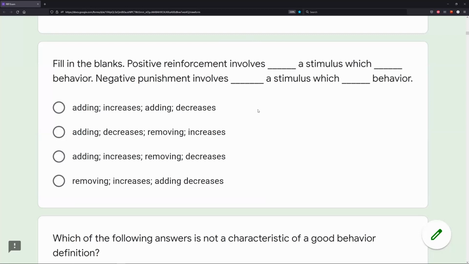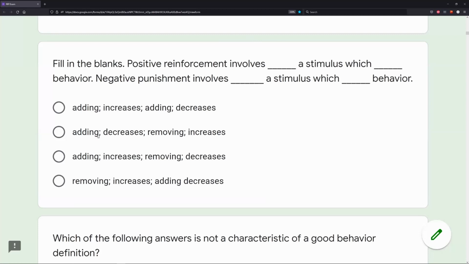So just fill in the blanks. Find our answer choice. A, positive reinforcement involves adding a stimulus which increases behavior. Negative punishment involves adding a stimulus which decreases the behavior. Well, obviously, adding is not negative, so we can eliminate A.